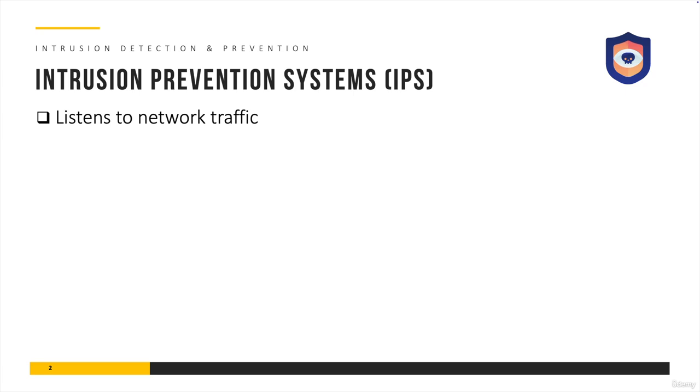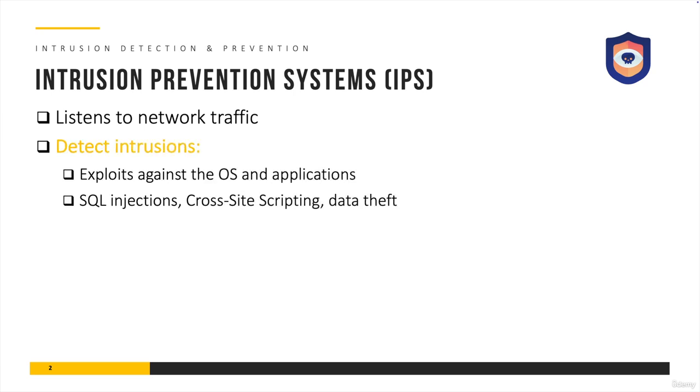So an IPS is a security device or software that's placed directly in the path of your network traffic. And this is what we call being placed inline. Because of this placement, it's not just passively watching, it's also actively intercepting traffic and making decisions in real time. Just like an IDS helped detect exploits against operating systems, applications, SQL injections, and exfiltration, similarly, an IPS also detects the same types of threats.